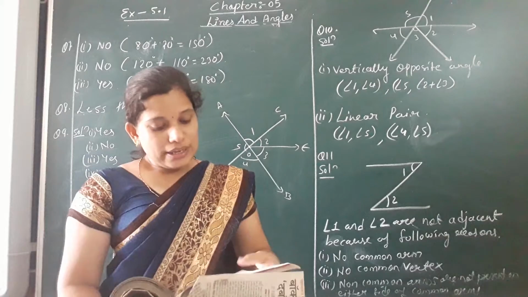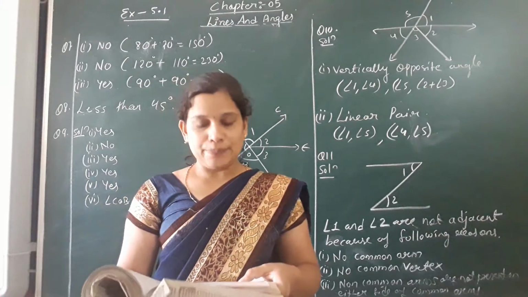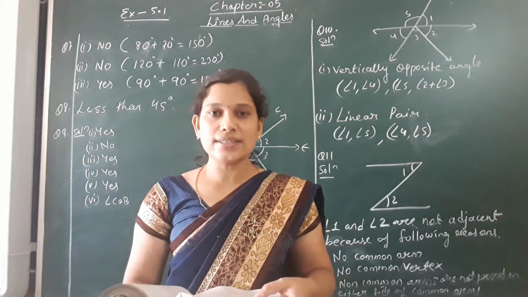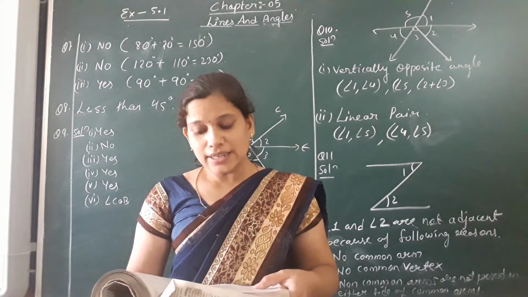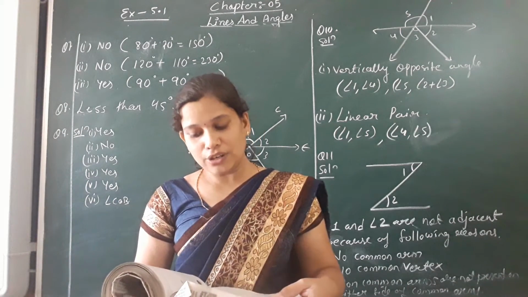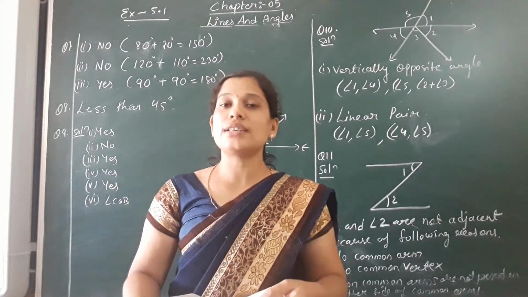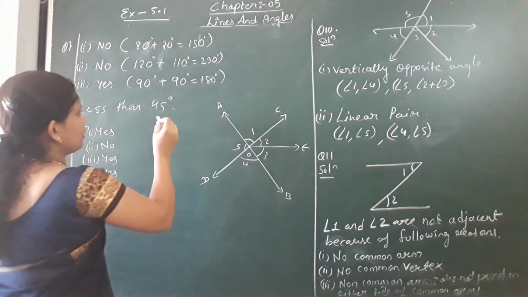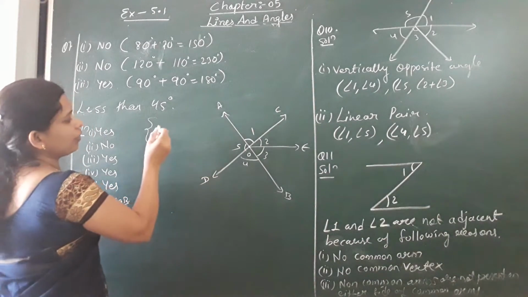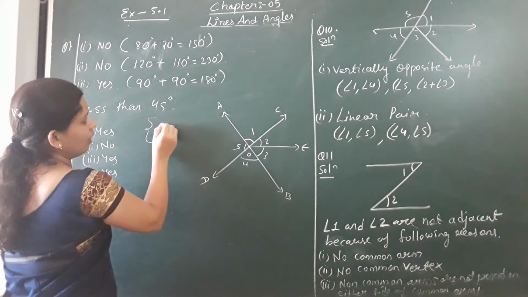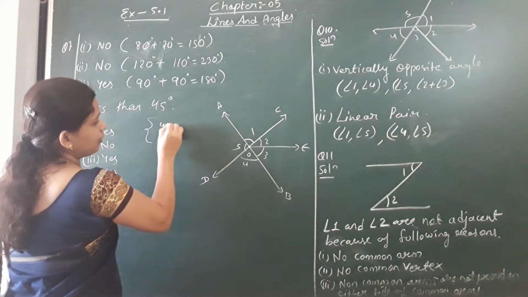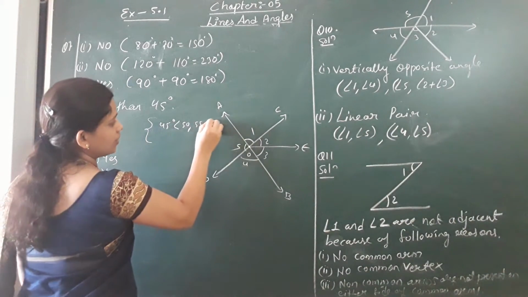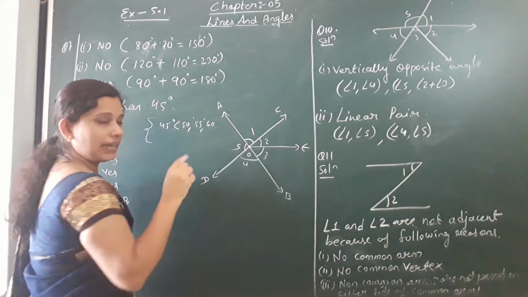Okay. Now next question, question number 8. An angle is greater than 45. If some angle is greater than 45, is its complementary angle greater than 45, or equal to 45, or less than 45? Suppose for question number 8, if one of the angles is greater than 45, that means it should be either greater than 50, 55, 60, like that the angle will be, but less than 90.